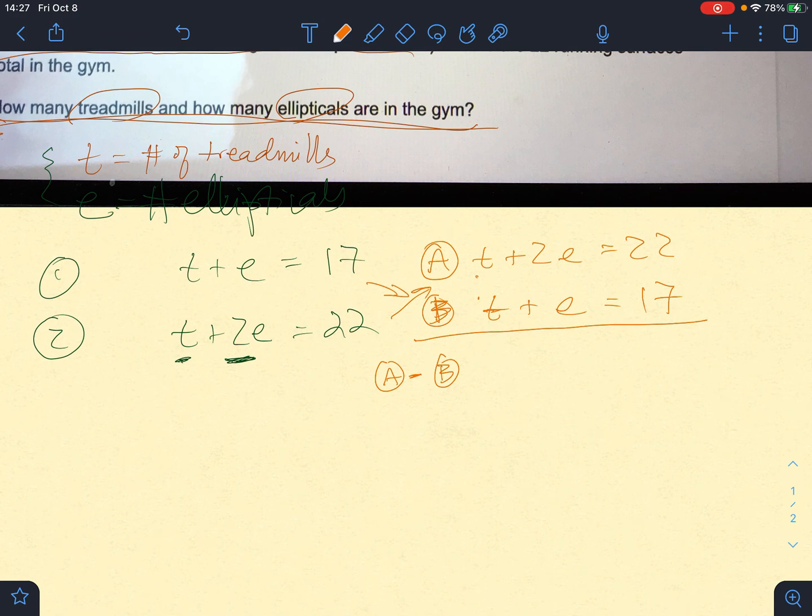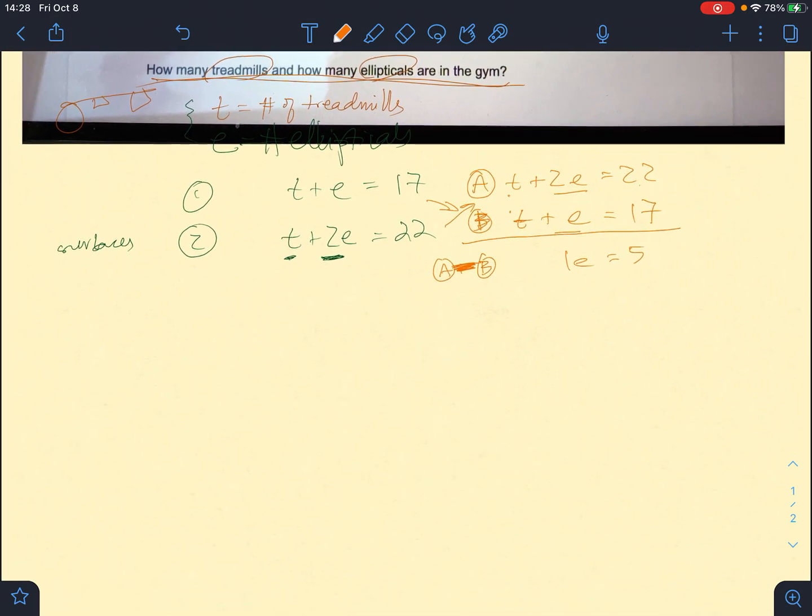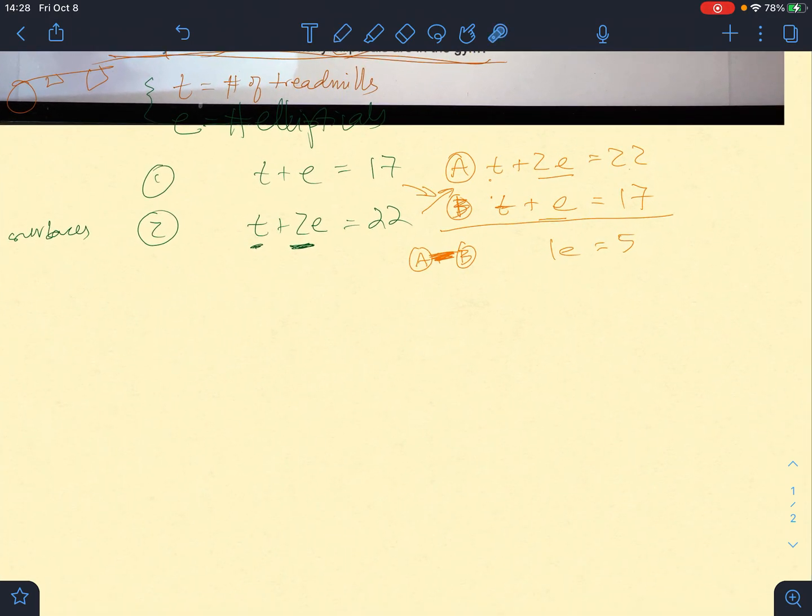T minus t, that's 0. 2e minus 1 minus e, that's 1e. I don't have to write the 1, but I'll write it anyway. And we have 22 minus 17, which is 5. And there we go. That is the essence of elimination. We have eliminated the t's. So we have e is 5.